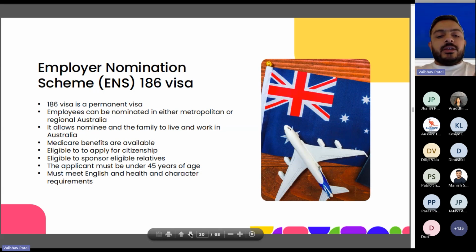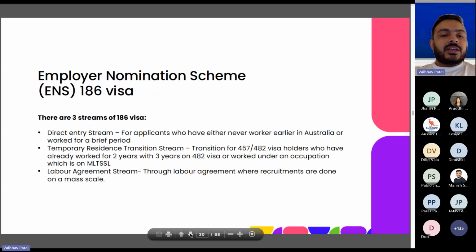And the only important criteria here is that your age has to be under 45 to qualify for the subclass 186. Certain exemptions are there for applicants who are applying under 186 TRT stream, and that is only available in certain specific situations. Now, there are total 3 streams in it.